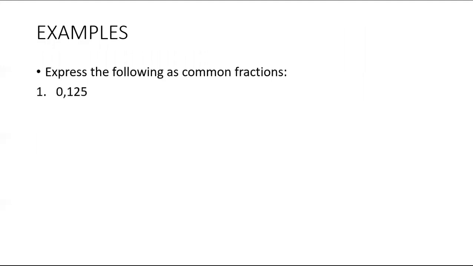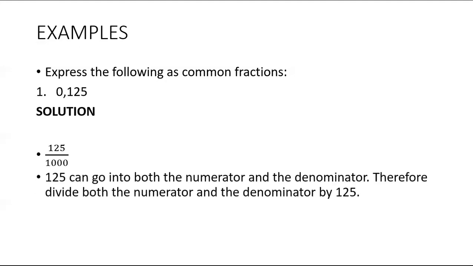Express this as a common fraction. Please note that we've got three decimals there, which are 1, 2, and 5. So you'll write 125 in the numerator. And now let's count how many decimals we have. 1 is the first decimal, 2 is the second decimal, 5 is the third decimal. So we have three decimals. So you're going to take that 125 and divide it by 1,000. Simplify it further. Now you know that 125 goes into both the numerator and denominator. Therefore, we divide both the numerator and the denominator by 125. 125 divided by 125 is 1, and 1,000 divided by 125 is 8. So that can be written as 1 over 8.